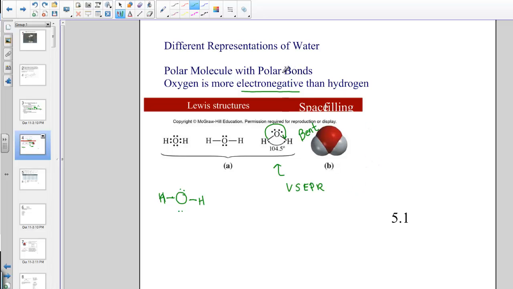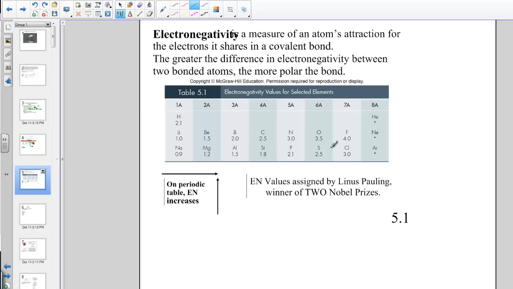So we'll discuss the term polar in terms of electronegativity. When we have a shared pair of electrons, not all atoms share them equally. We have a unit known as electronegativity, and we define that term as an atom's ability or attraction for electrons in a shared pair in a covalent bond. The greater the difference in electronegativity between the two bonded atoms, the more polar the bond.